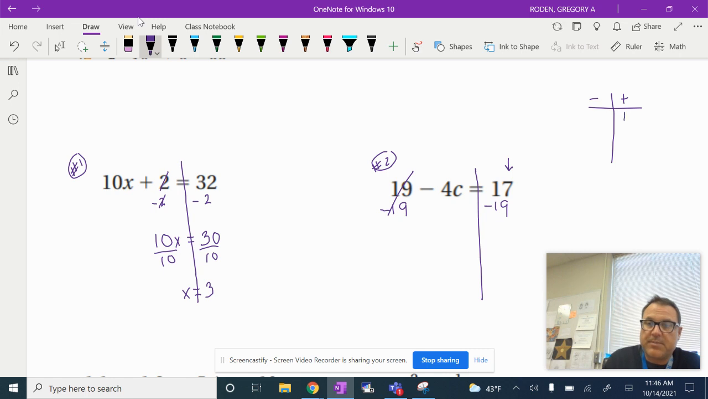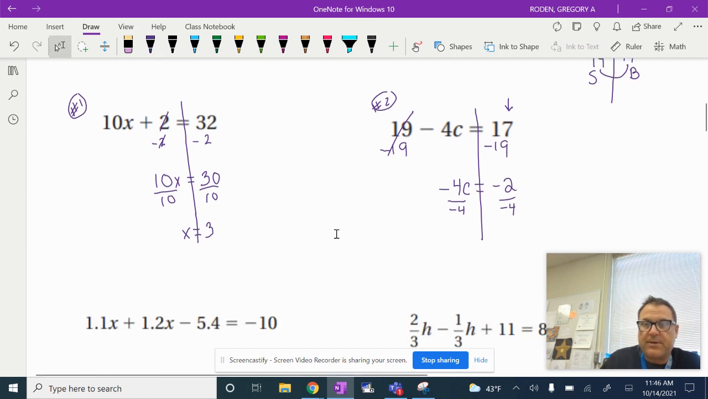So 17 is positive and 19 is negative. When they're on two different sides of the chart, I subtract. 19 minus 17 equals 2. And since the negative is bigger, it's going to be negative 2. So this is going to give me negative 4c equals negative 2. Okay? Now, the next thing I'm going to do is solve for c by dividing both sides by negative 4.